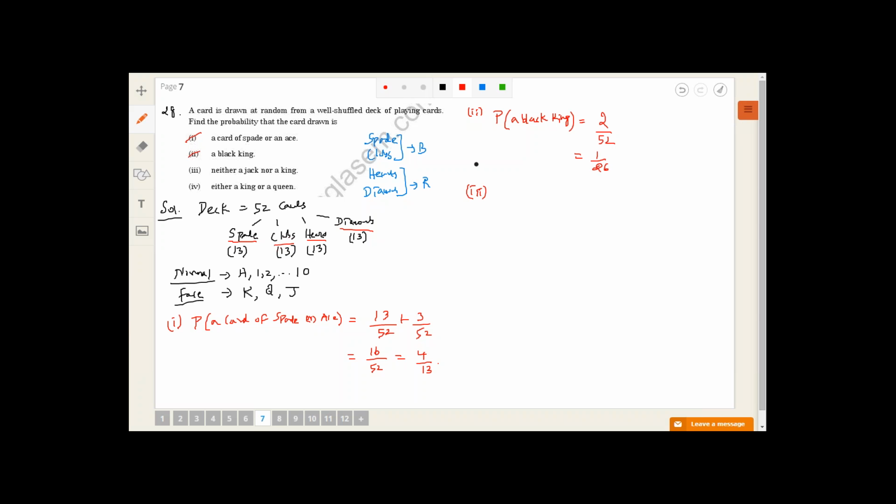3. Neither a jack nor a king. It's given neither. So we need to exclude that. There are 4 jacks and there are 4 kings. That makes it 8. So probability of neither jack nor king will be equal to 52 minus 8 by 52. That is equal to 44 by 52. When simplified, it becomes 11 by 13.